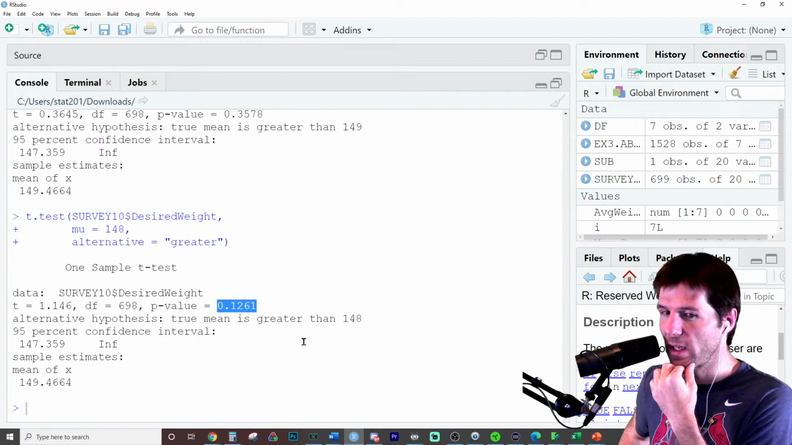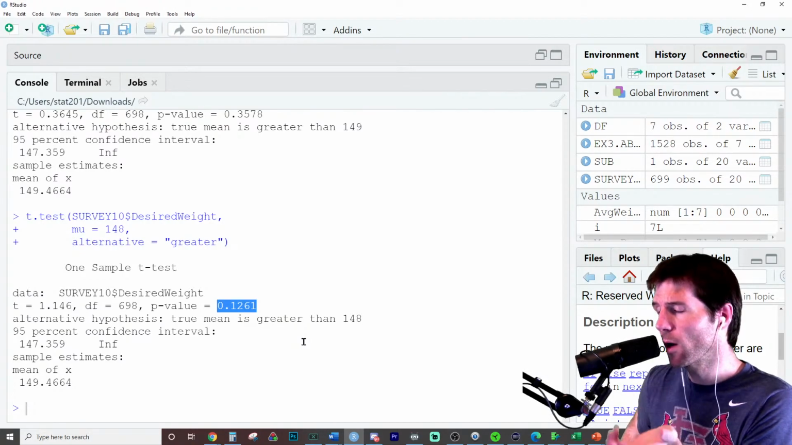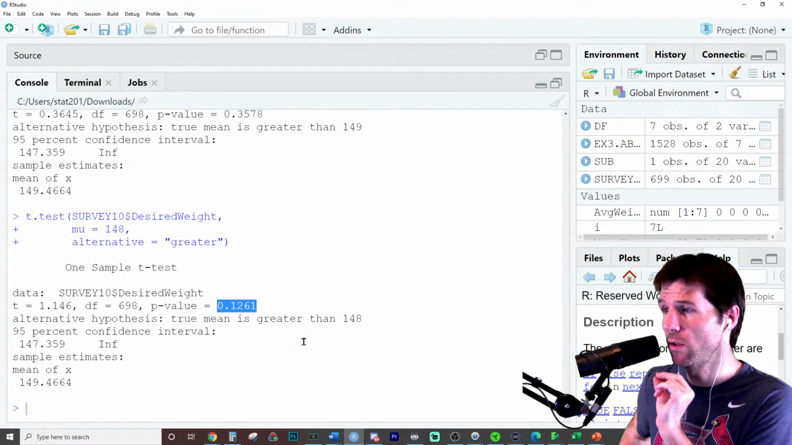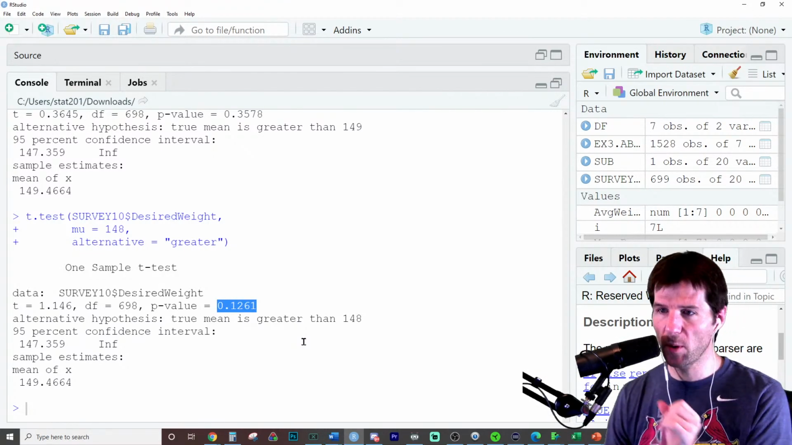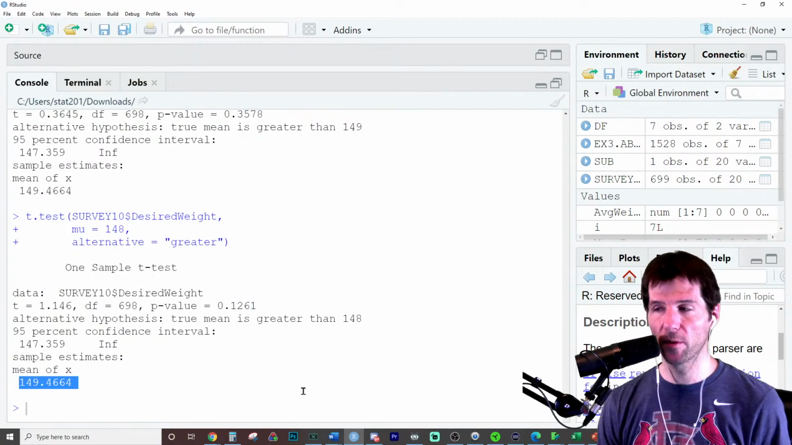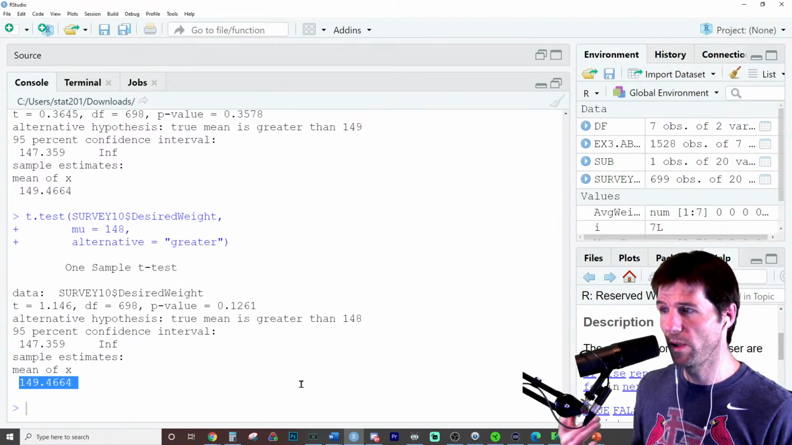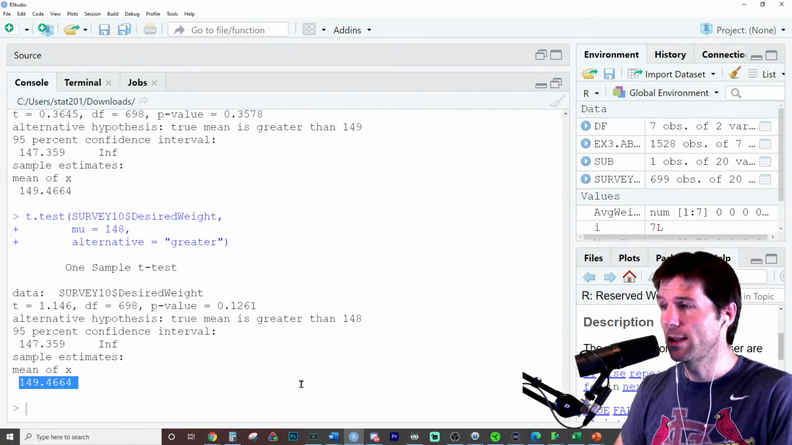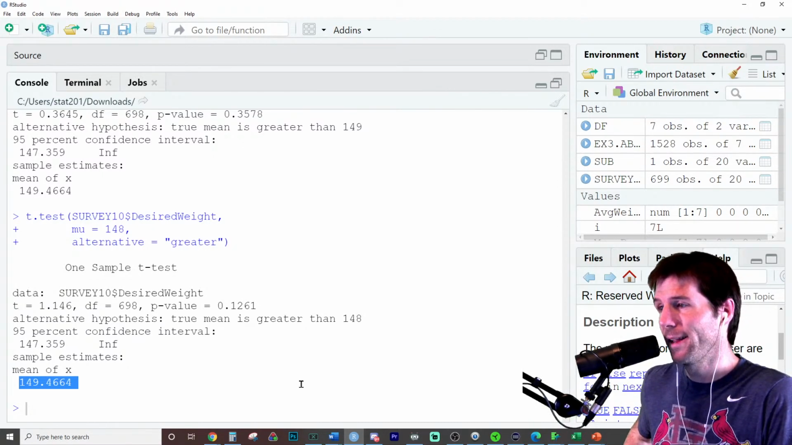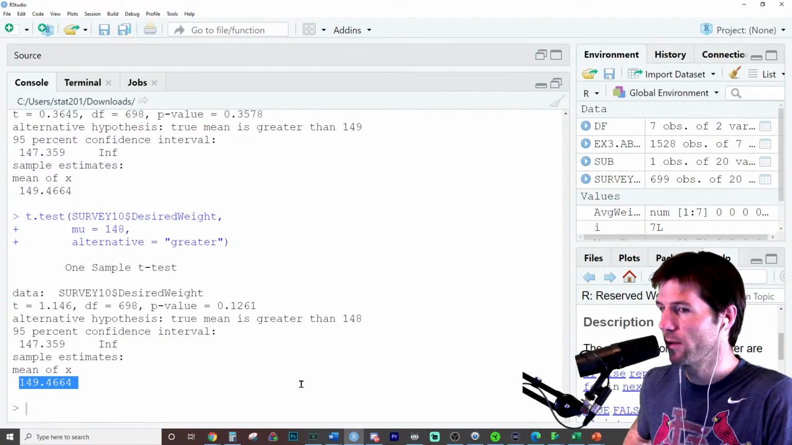If I'm speaking to someone who doesn't speak any stats, I would just say, I ran a test and it shows that students probably want to weigh more than 145. Like, there's good evidence. They'd say, but wait, you only saw that students want to weigh about 149. I could say, well, we have a very large sample right here, and even though this is only a 4-pound difference, it's enough evidence for us to conclude that they actually want to weigh more than 145.